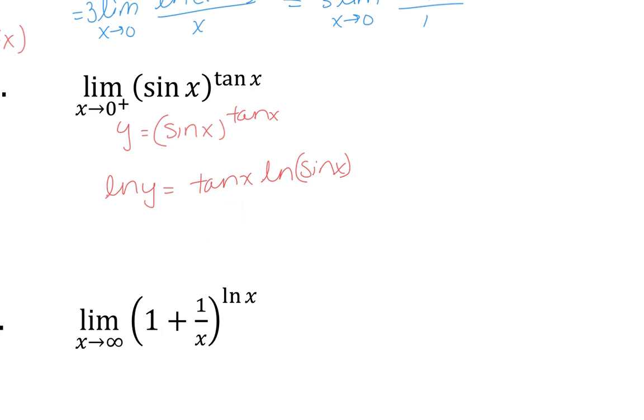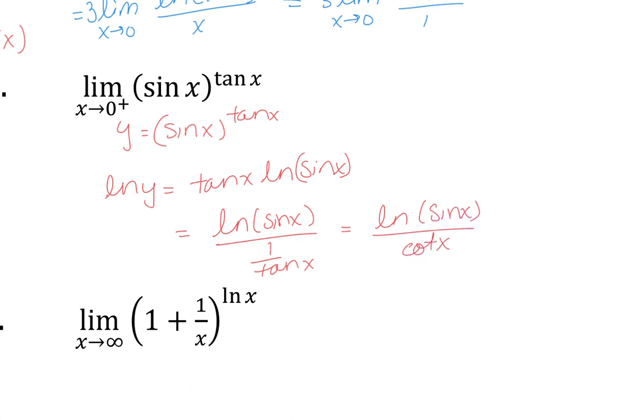so I have 0 times infinity, which is an indeterminate form. Like the one we just did, I'm going to rewrite this as the natural log of the sine of x divided by 1 over the tangent of x. But that's the cotangent, so I have the natural log of the sine of x over the cotangent of x. Now, I want to make sure that I can use L'Hopital's. Sine is going to go to 0, which means the natural log is going to go to negative infinity. The cotangent, as we go to 0, is going to go to positive infinity, so that is going to work.